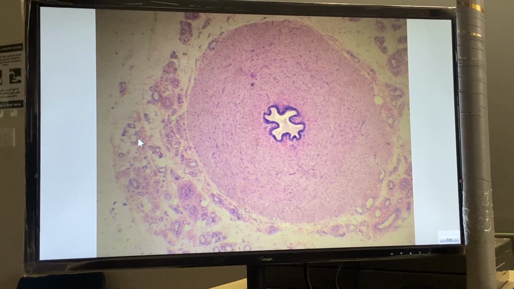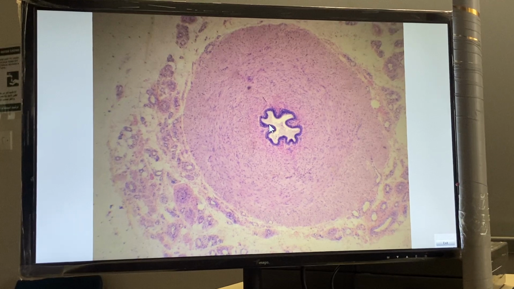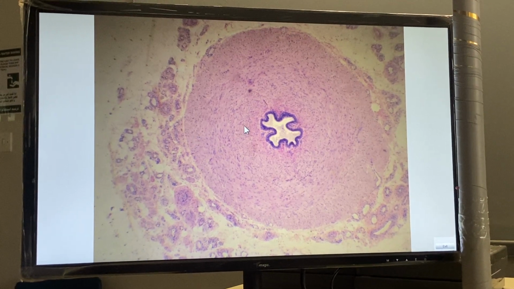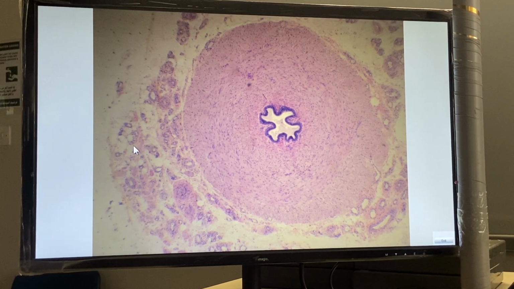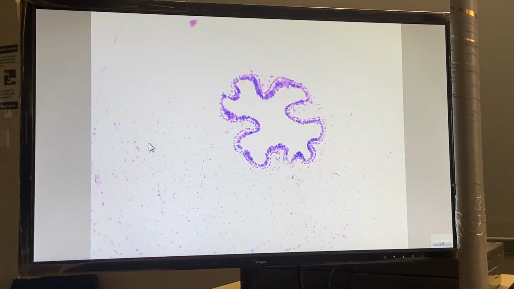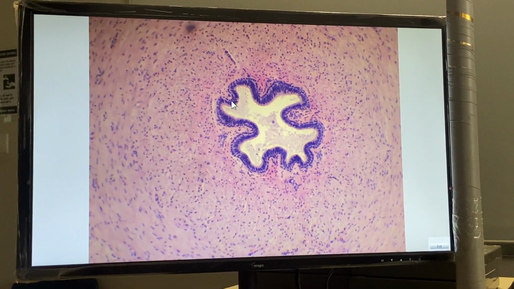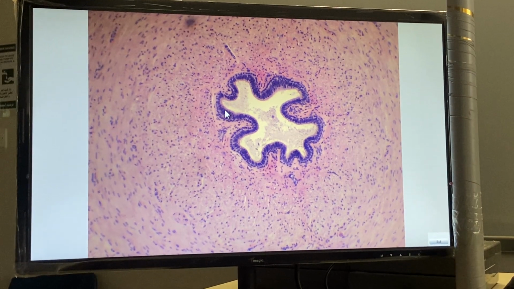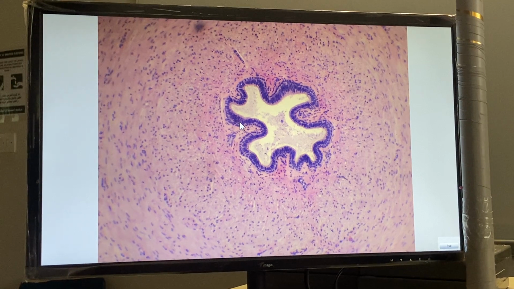Cross section in the vas deferens. Pseudostratified columnar epithelium. Muscularis: inner and outer longitudinal and middle circular. And this is the adventitia. This is the lining epithelium, pseudostratified with two types of cells, columnar cells and small rounded stem cells.